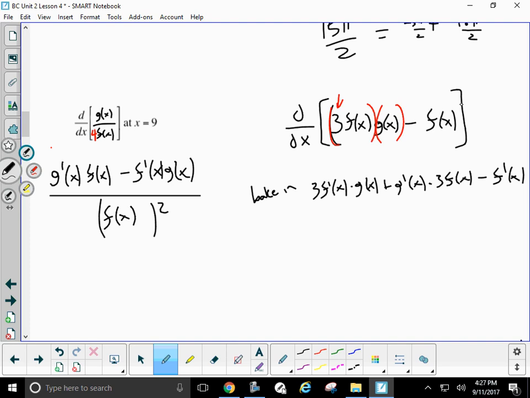Okay, so this would be the derivative. You could plug in your values here, or you could leave it out. I could leave the 3 off to the side and just multiply by the derivative of f times g. So you'd have 3 times f prime g plus g prime f, minus f prime. Okay, all up to you.